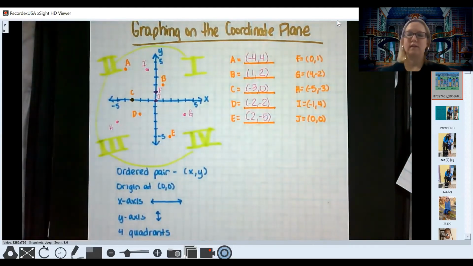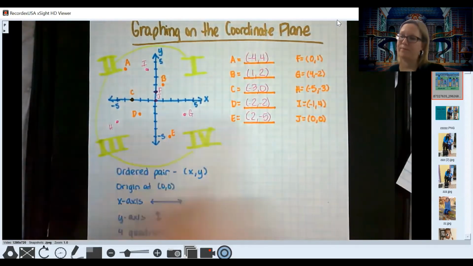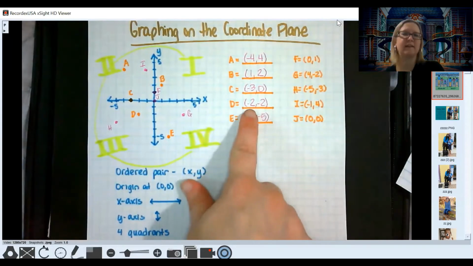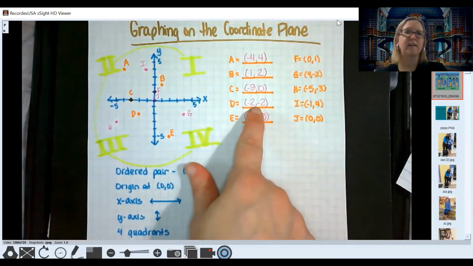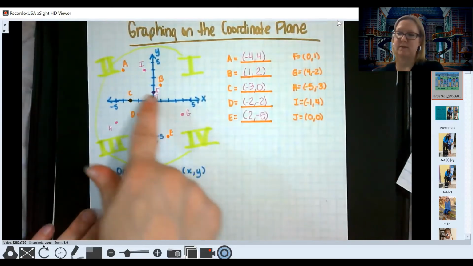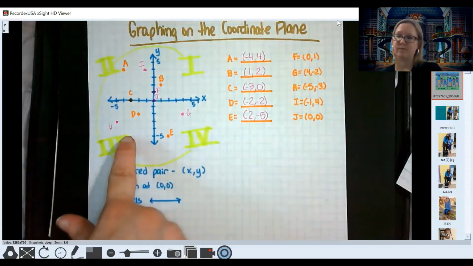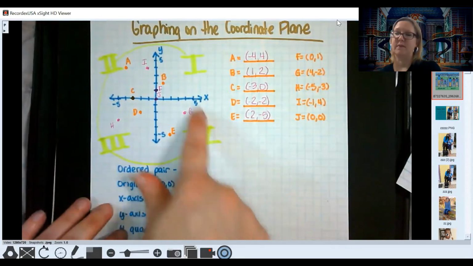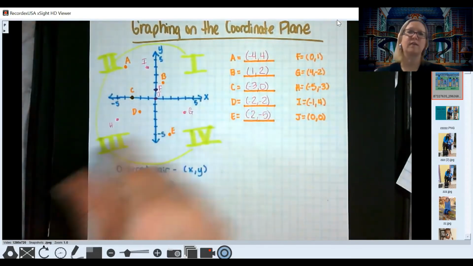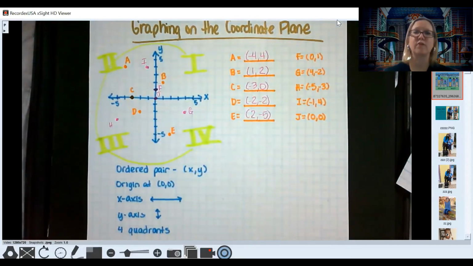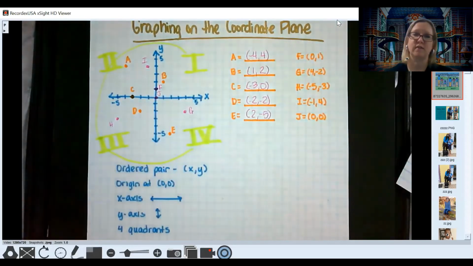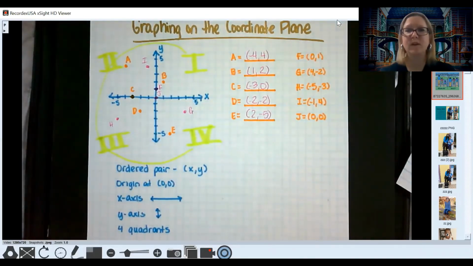You will need to know how to locate points in different quadrants. If I said you have point D, (-2, -2), and asked what quadrant that's in, you would need to be able to tell me that's right here, in quadrant 3. You would also need to tell me this is quadrant 4, and so on. I may give you a point and ask what quadrant it's located in, so you will need to know those as well.